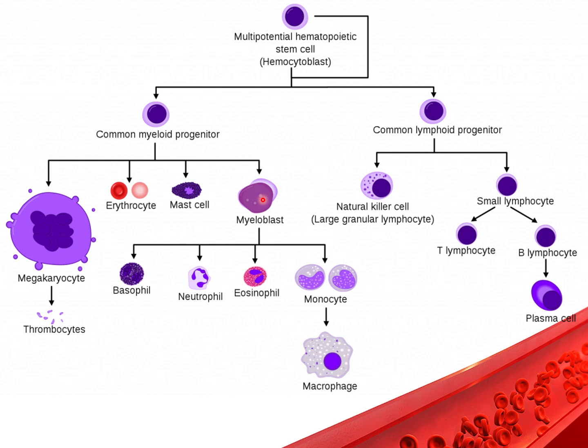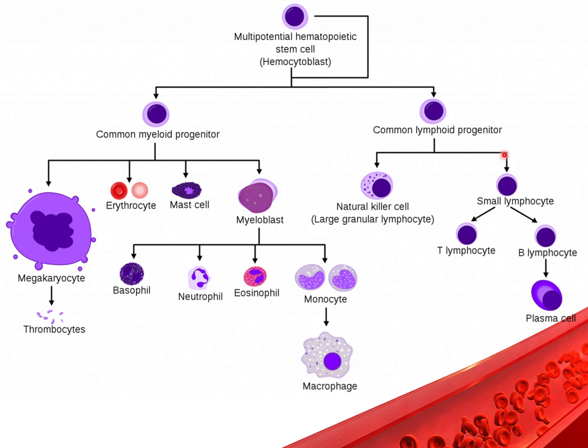Myeloblast is a stage which can give rise to multiple cells such as basophils, neutrophils, eosinophils and monocytes. Specifically, most of the white blood cells are formed by the myeloblast. However, there is one lymphocyte which is missing from here, which will be formed by this lymphoid progenitor. So monocytes will again give rise to macrophages.